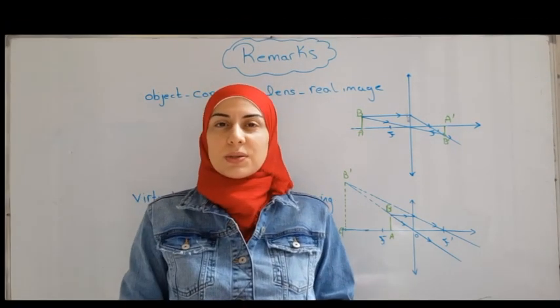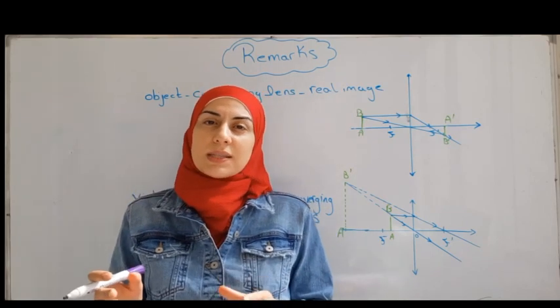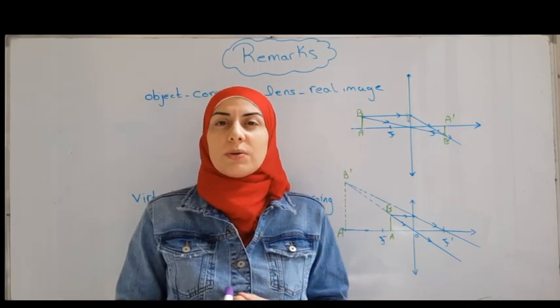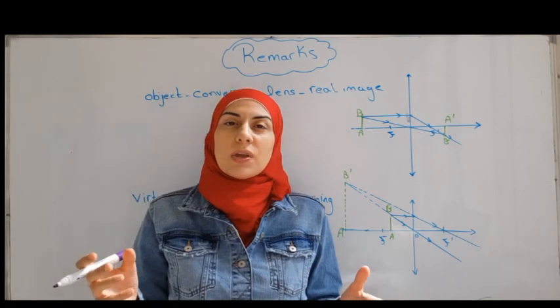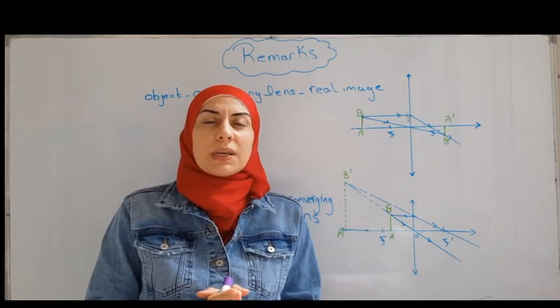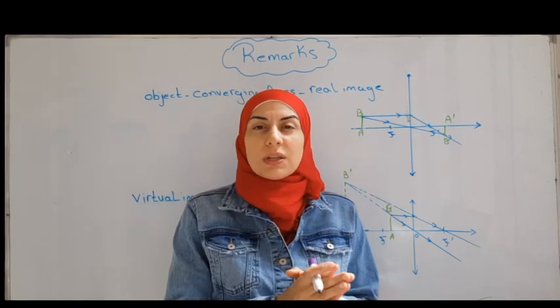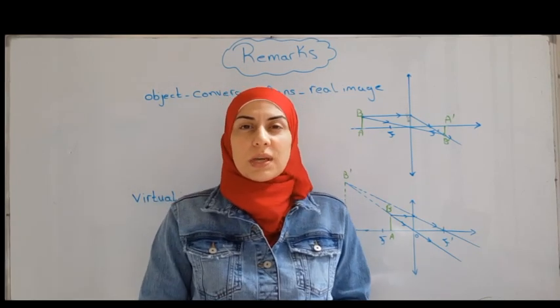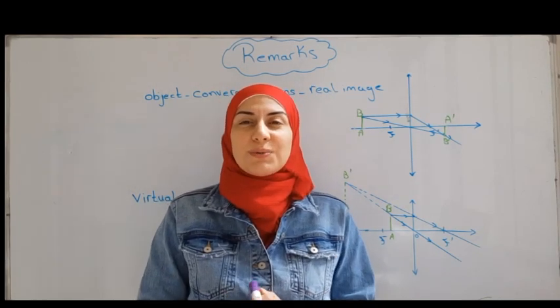In both cases, you might be given the object and the lens and be asked to find the image. Or you might be given the object and the image and be asked to locate the place of the lens. Or you can be given the lens and the image and you have to find the place of the object. So make sure to solve exercises about all these cases.